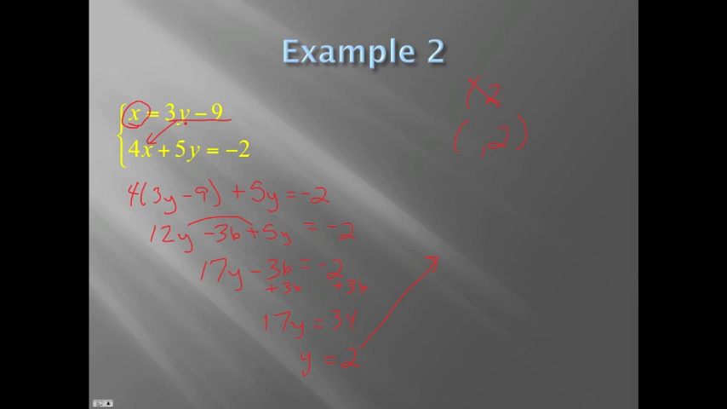Again, like the last time, I'm going to take it into the top. So I have x equals 3 times 2 minus 9. So that's x equals 6 minus 9, which is negative 3. So x is equal to negative 3.